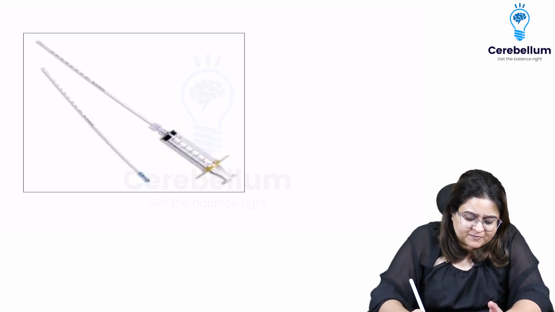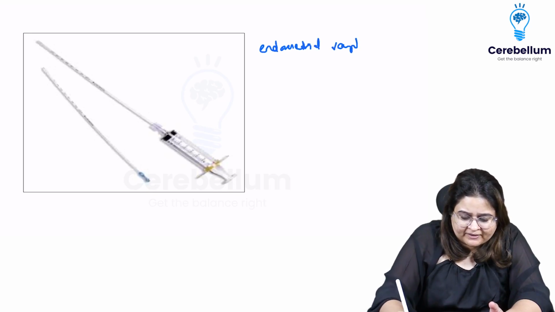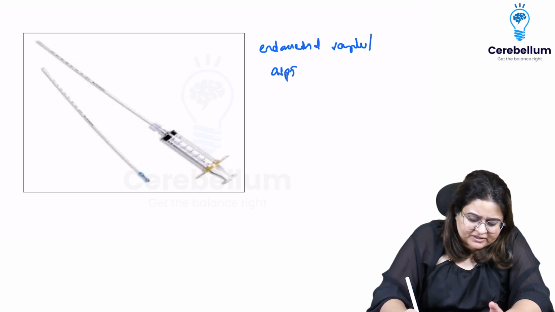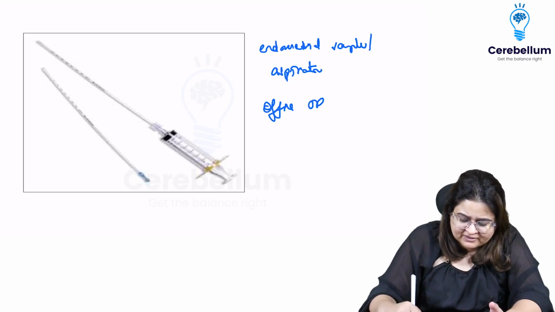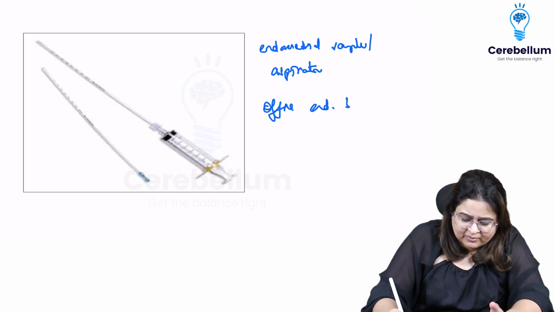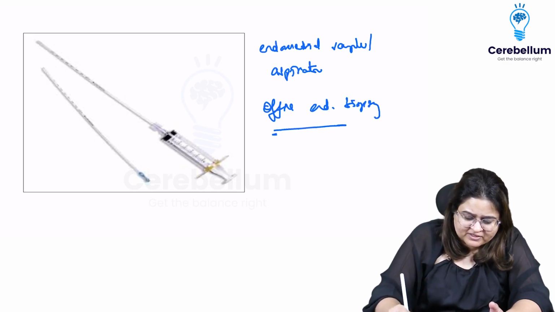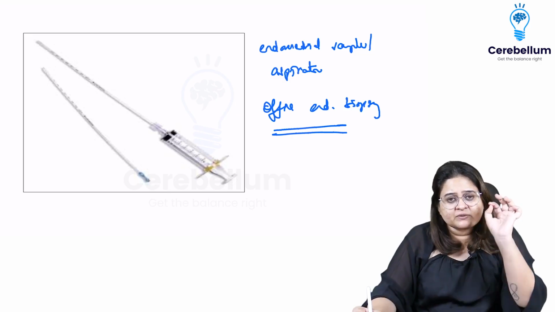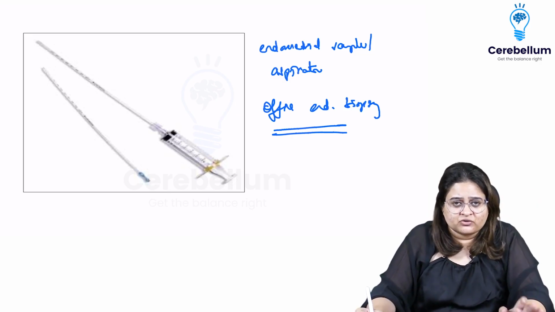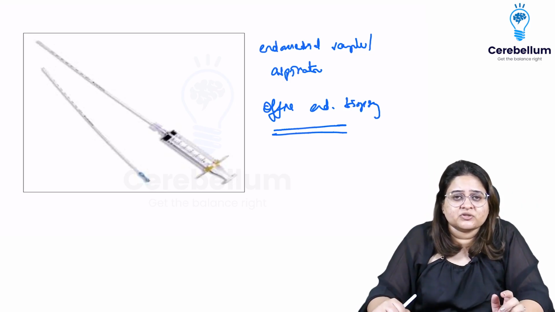What is this? This is an aspirator. It's an endometrial sampler or an aspirator, again used to take an office, that is an OPD procedure, office endometrial biopsy. The biggest advantage of this over a DNC is it's so thin, this cannula, it doesn't require cervical dilatation. So that pain of dilatation the patient is not having.